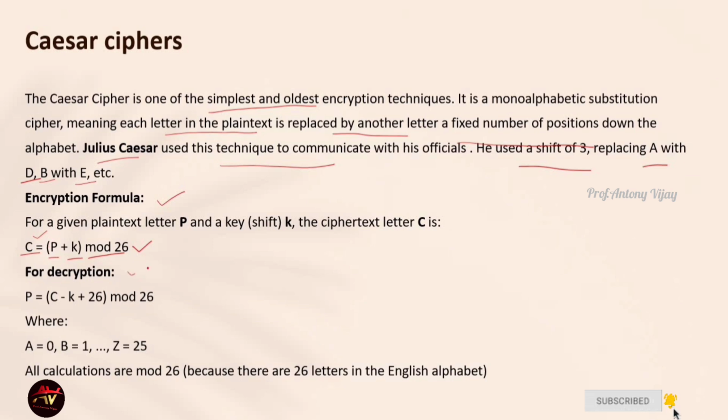For decryption, we have to reverse the process. So here, P = (C - K + 26) mod 26. In the encryption, we are adding the key value. For decryption, we are subtracting the key value and adding 26, and finally mod 26. The addition of 26 is only applicable when the value becomes negative. While applying this, we get the plain text. So these are the formulas for encryption and decryption. Here every letter has a number: A starts with 0 and Z ends with 25. So this is what generally happens.